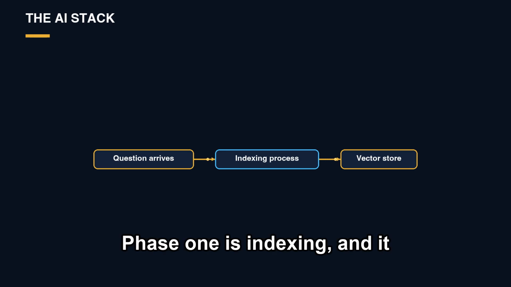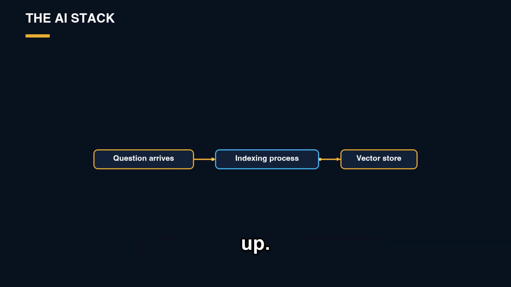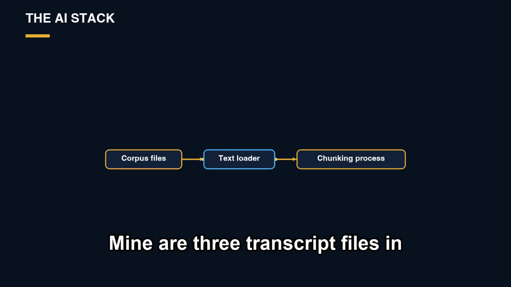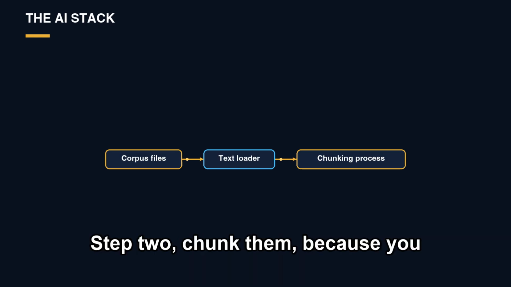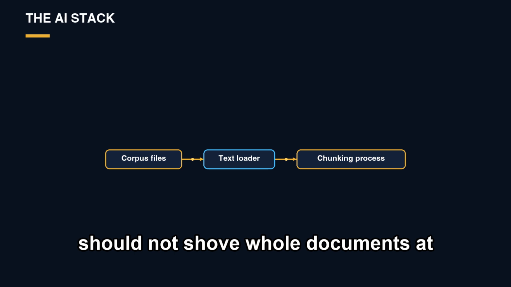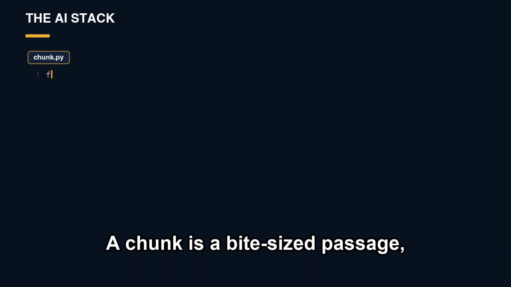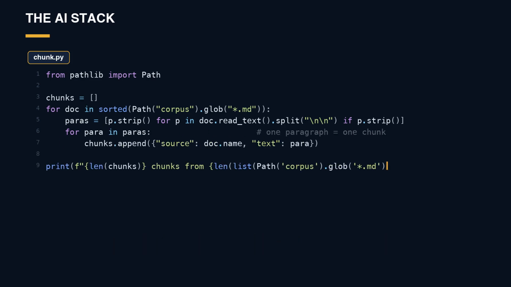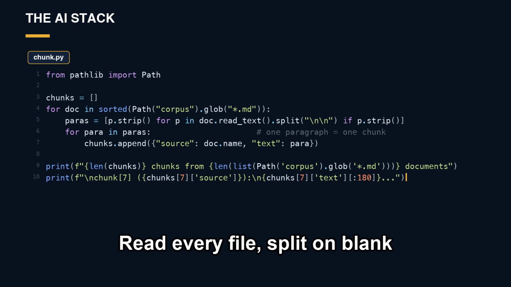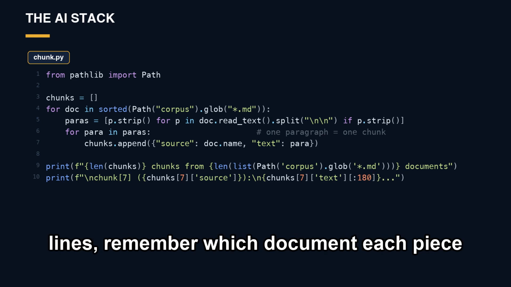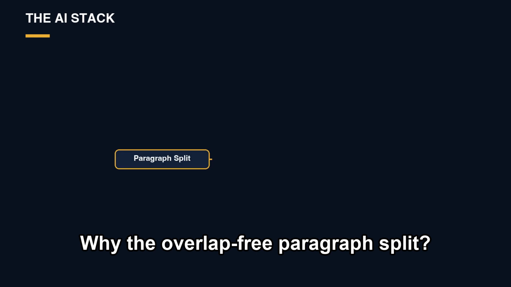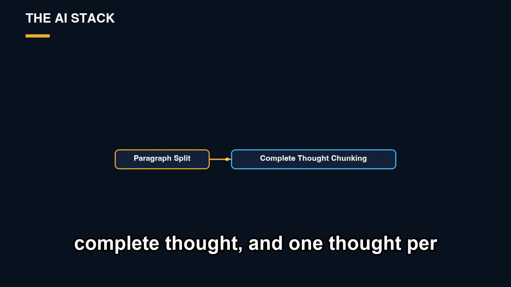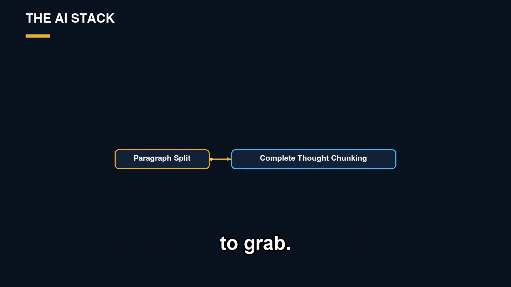Phase 1 is indexing, and it happens offline, before any user shows up. Step 1. Load your sources into plain text. Mine are 3 transcript files in a folder called corpus. Step 2. Chunk them, because you should not shove whole documents at a model. A chunk is a bite-sized passage, and the simplest honest rule is 1 paragraph, 1 chunk, 10 lines. Read every file, split on blank lines, remember which document each piece came from. Why the overlap-free paragraph split? Because a paragraph is usually one complete thought, and one thought per chunk is what you want retrieval to grab.